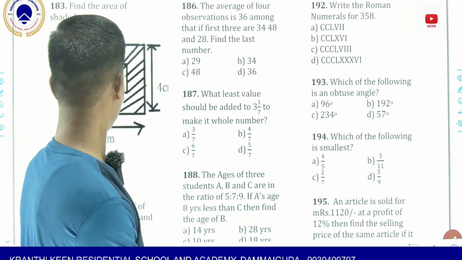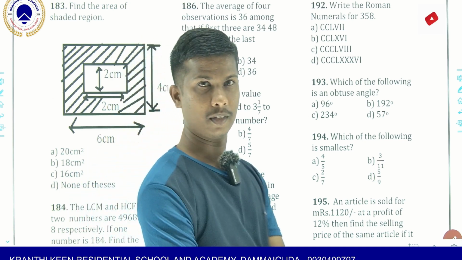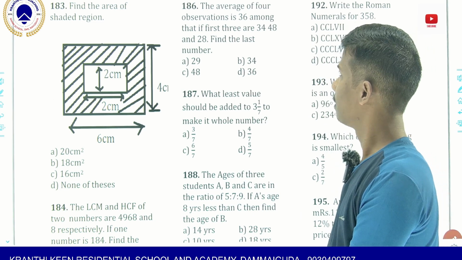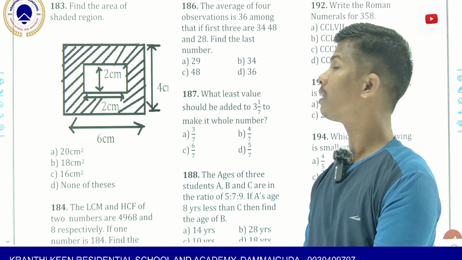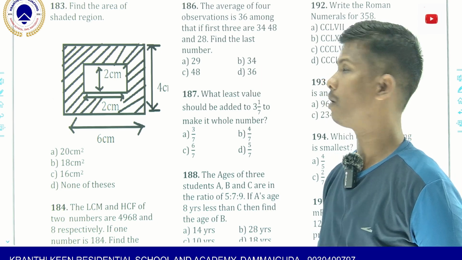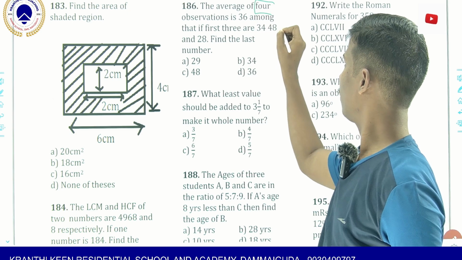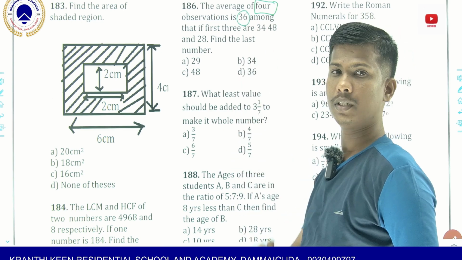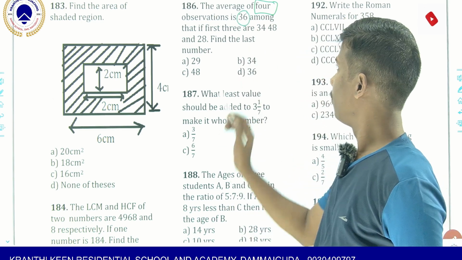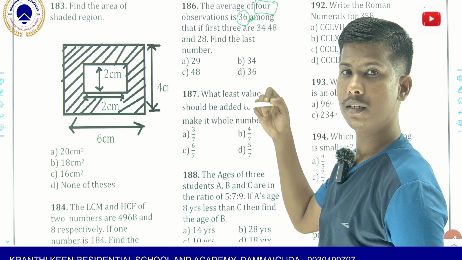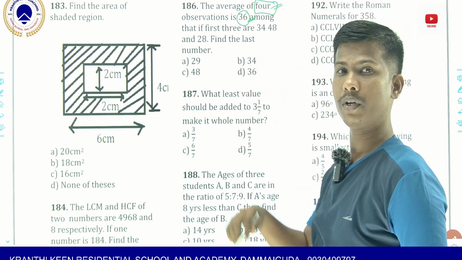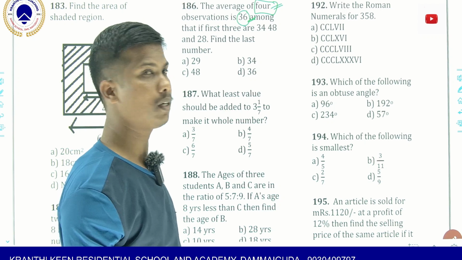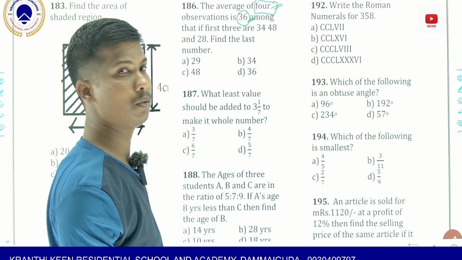Next, question number 186. You see, the next question is question number 186. What is it asking? The average of 4 observations. How many observations? The average of 4 observations. You remember this one? The average of 4 observations, okay, is 36. That means we know the average. When you know the average and the number of items, what can we find? We can find the sum of numbers. Sum of numbers is equal to what? Sum of numbers is equal to average into number of numbers.